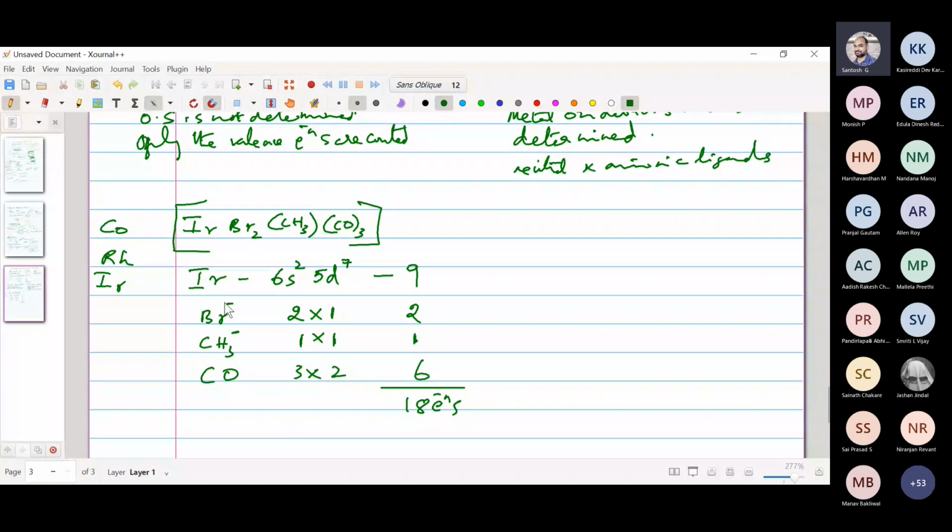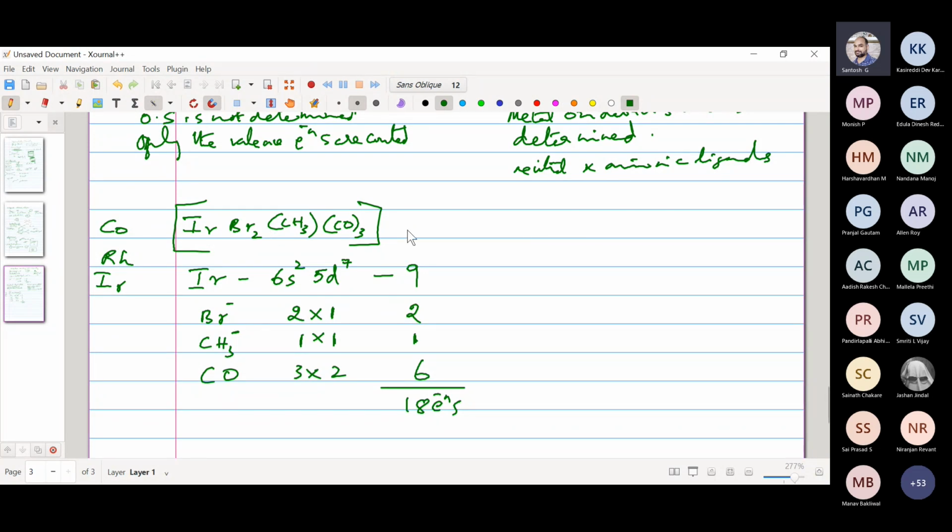So you need to know which ligands will form sigma bonds. Remember, bromine as well as methyl are also sigma bonding with the iridium, because they are negatively charged ligands.